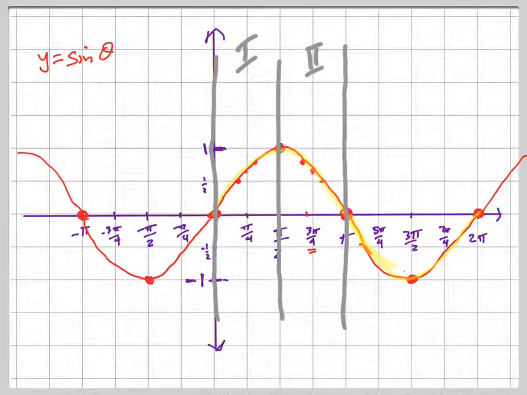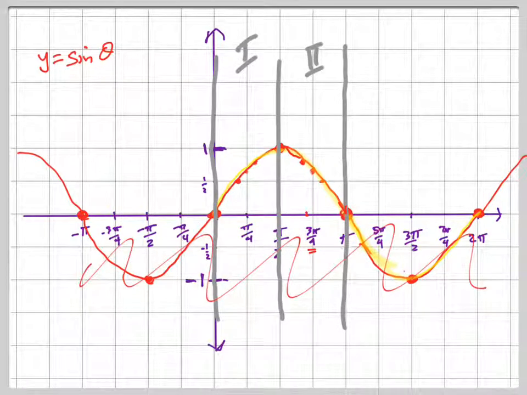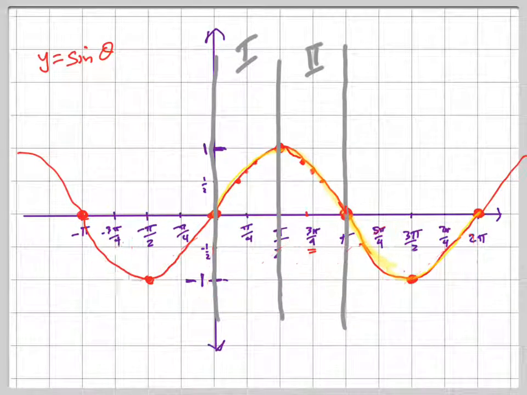Is the sine positive or negative in the second quadrant? Just look at this picture. That red thing is the sine. Negative, because it's going downwards? Nope, it's positive because it's above the x-axis. Negative would be down below here. It doesn't matter which direction it's going.